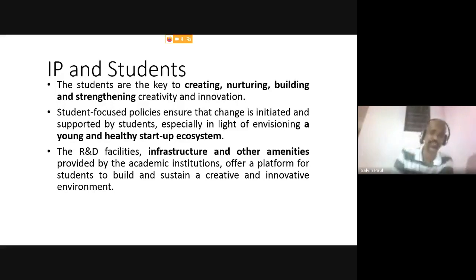Why is IP important in an academic institution? Because through intellectual property rights, students are able to create, nurture, build, and strengthen creativity and innovation, and they learn these values. So student-focused policies need to be initiated and supported, especially since India has a great advantage of a young population, and we are greatly promoting the startup ecosystem across India. The infrastructure and amenities of the academic institution should be offered to students to build and sustain a creative and innovative environment, so that talented minds create and innovate and then transform them into industrial applications.